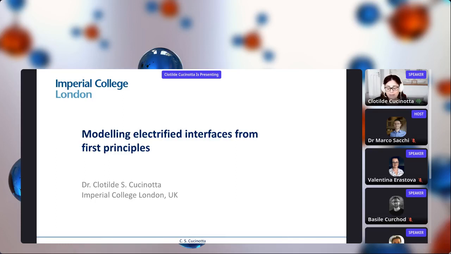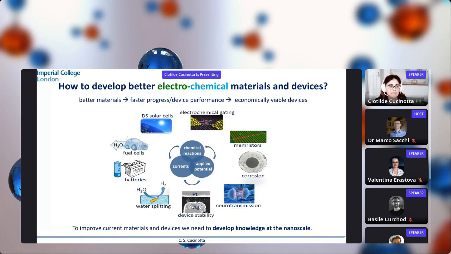So the title of my talk is Modeling Electrified Interfaces from First Principles. Essentially, I will try to introduce a little bit about the focus and context of my research, and I will also talk about some of the general open issues that are present in the modeling of electrochemical systems, and how to address this. In particular, I will focus on how we address these kinds of issues to model a very fundamental and important surface, the platinum-water interface, which is a very technologically relevant surface.